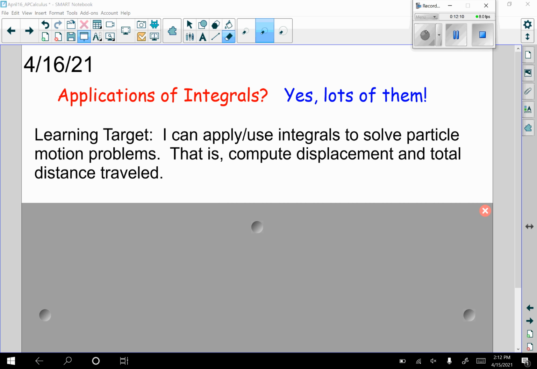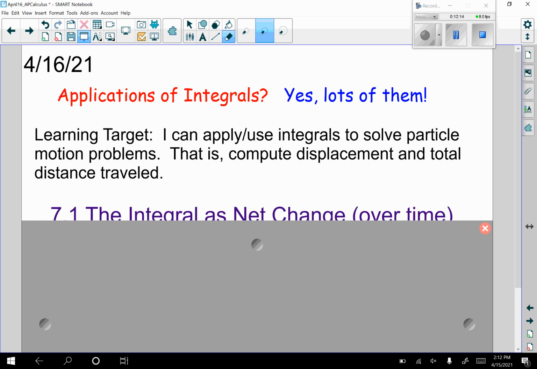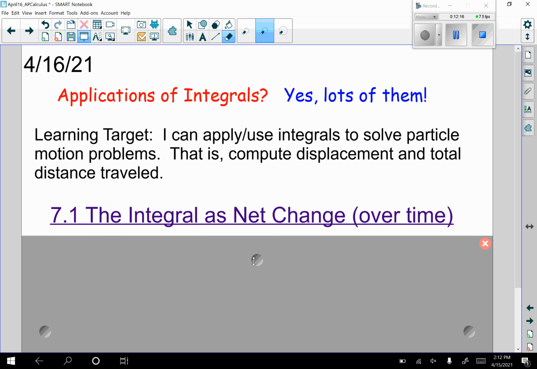All right, so like I said, today we're starting section 7.1. And we're going to get involved with applications of integrals, and there's lots of them, especially what they like to put on the AP exam. So for today, we're going to apply and use integrals to solve particle motion problems, and we've done that before. That is to compute displacement and total distance traveled.